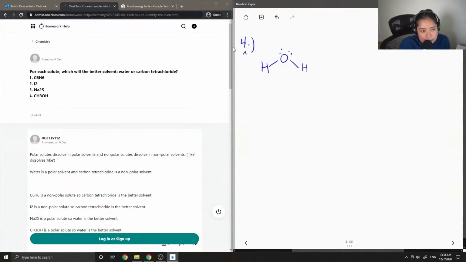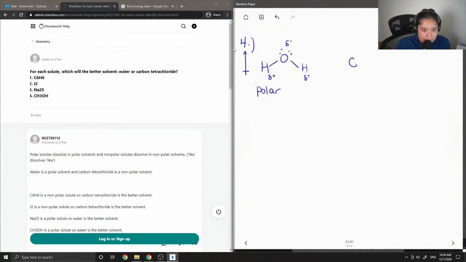and it has two lone pairs. So we can draw a non-zero dipole moment going towards the direction of the oxygen, showing that the oxygen is slightly partially negative, and the side with the two hydrogens is partially positive. So we can say that water is polar.